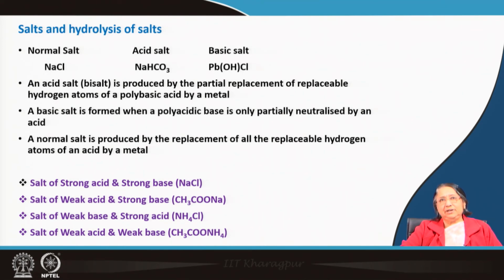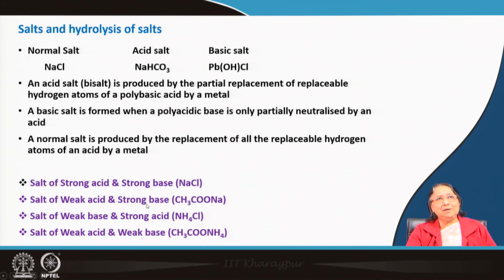In one type of classification, salts can be divided into normal salts, acid salts and basic salts. By definition, in NaCl there are no replaceable hydrogen atoms or replaceable OH groups, that is why it is called a normal salt. Here there is one hydrogen which can be replaced by a metal, so it is an acid salt or bisalt, and here there is one OH group which can be replaced, so it is a basic salt.